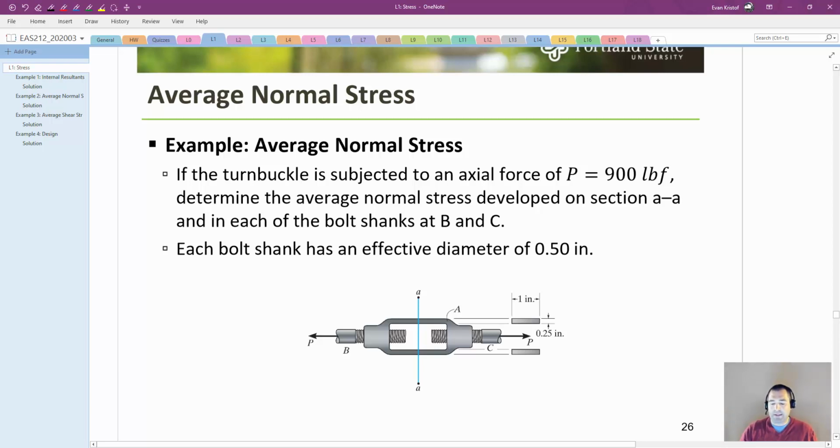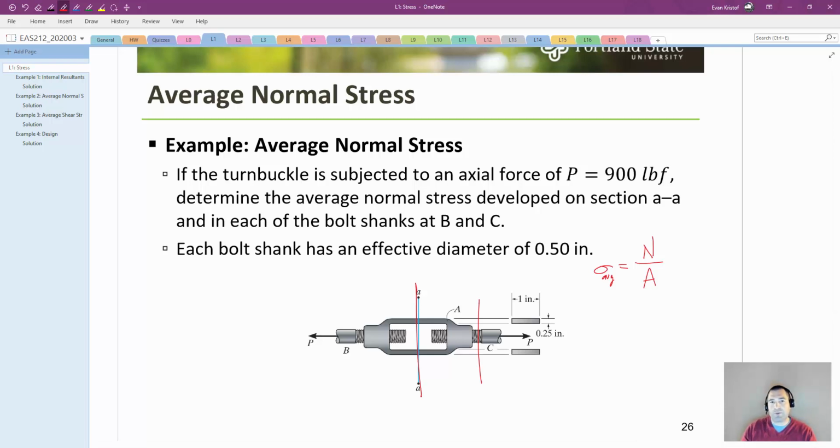Here, the problem asks us to calculate the average normal stress at two different locations. One location would be through the turnbuckle itself on section AA, and then another would be through the actual bolt itself. And so we have to calculate two different normal stresses. We know that the equation for sigma is N divided by A. And so for each of these, it's kind of a bookkeeping exercise: what is the internal normal force, what is the area?